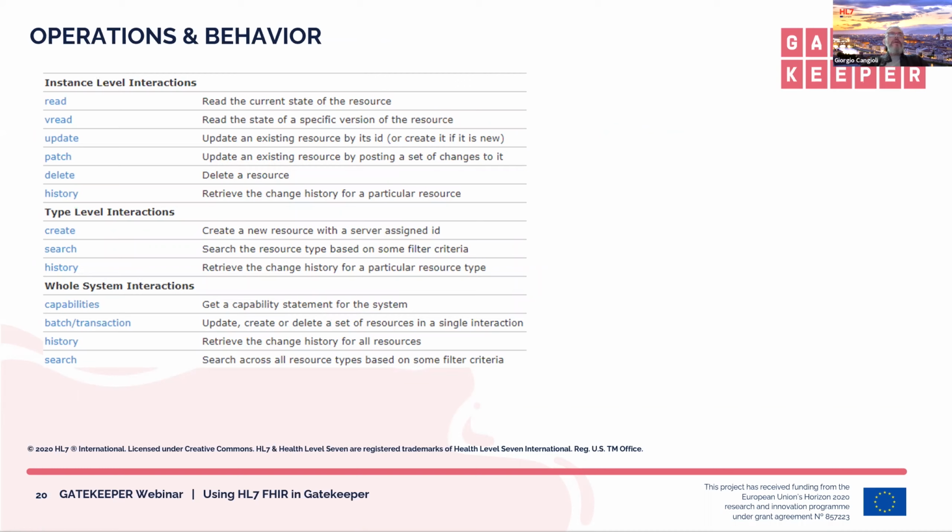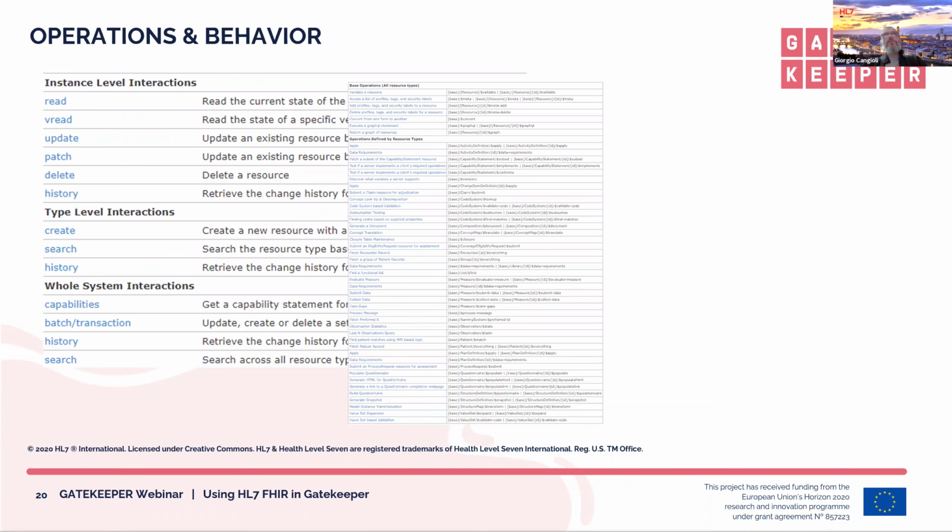This is for the content. Then we have operations. These are the list of operations, the kind of interaction you can have with the resource. And then there are also operations that are valid for all the resources, and others that are defined specifically for a different kind of resource. For example, the patient resource has an operation called everything that is supposed to be used to get all the information that is related to that patient.